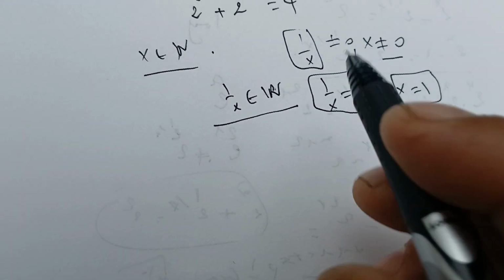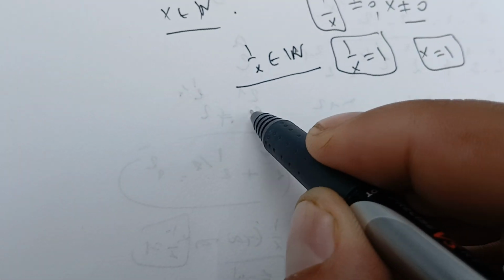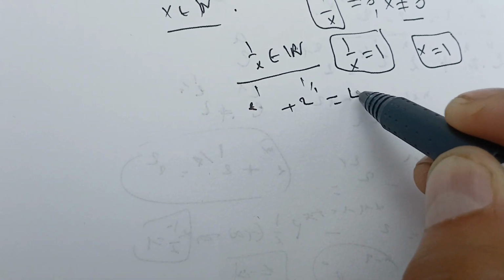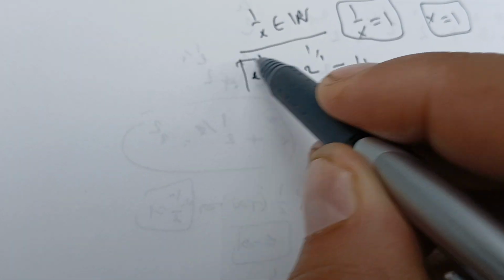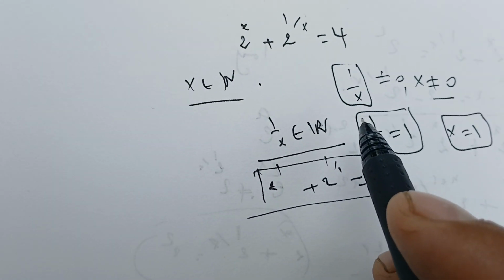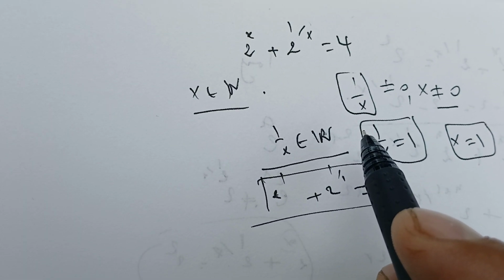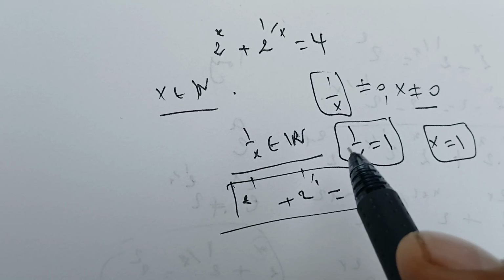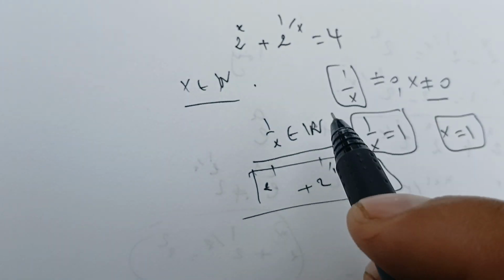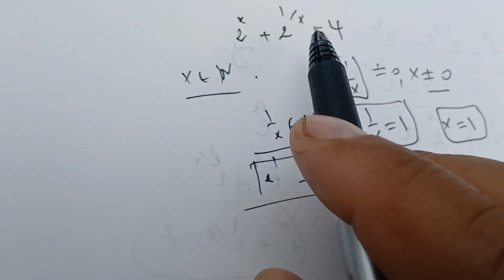We check that 1 is a solution. So we have 2 to the power 1 plus 2 to the power 1 over 1, which is 1, equals 4. That means 1 is a solution, and in N this is the only solution that we have. So that's the only number that we can see. But are there any other numbers that can solve this equation?